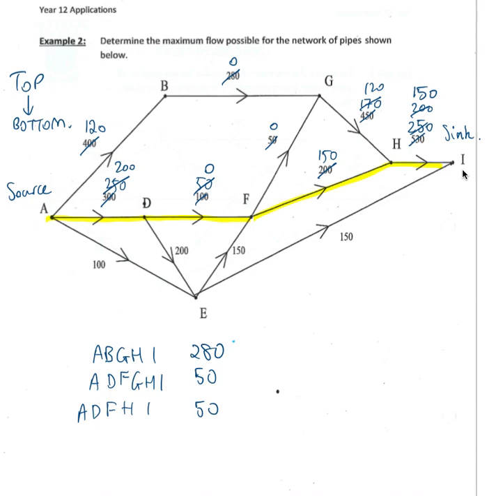Next step is to find the next path. A to D is still used, 200 left, can't go to D to F, D to E. Top to bottom. Maximum route, 200, 200, 150, 150, 150, so it's 150, write out the route. Deduct 150 from each value, for each pipe.